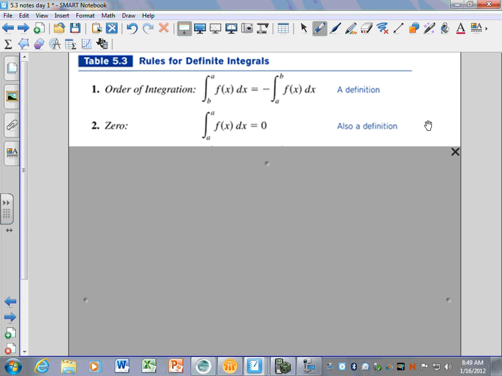I love the little reason. A definition. Also a definition. This one, if you have the integral from a to a, think about what that would be when you made a shape there. If you're just looking at one point, do you agree that the area is always going to be 0? There's going to be no shape formed. So that makes sense that if you're taking the integral from a to a, then your answer would always be 0.